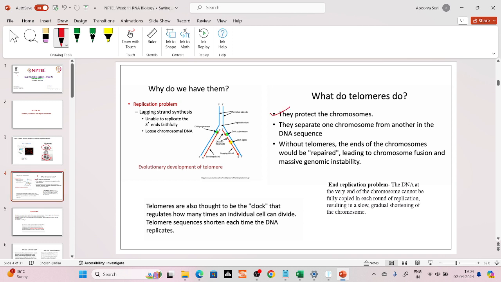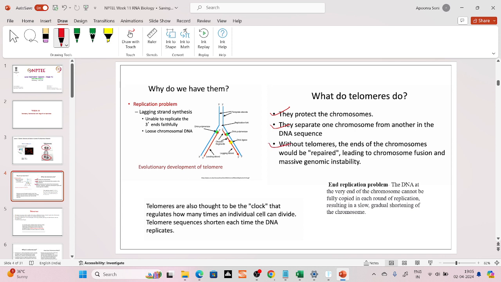Okay, so how do they protect the chromosomes? We shall see in the subsequent slides how telomeres protect the chromosome. They separate one chromosome from another in DNA sequence, and without telomeres, the ends of the chromosome would be repaired, leading to chromosome fusion and massive genomic instability.